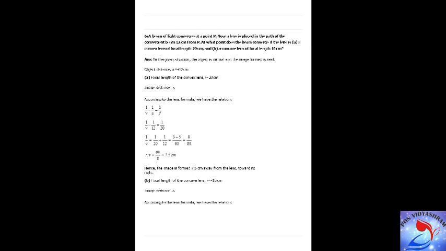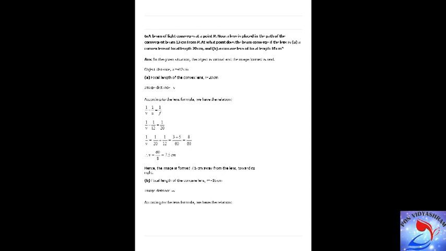We'll move on to the next one. A beam of light converges at a point P. Now a lens is placed in the path of a convergent beam 12 centimeter from P. At what point does the beam converge if the lens is a convex lens of focal length 20 centimeter and a concave lens of focal length 16 centimeter?